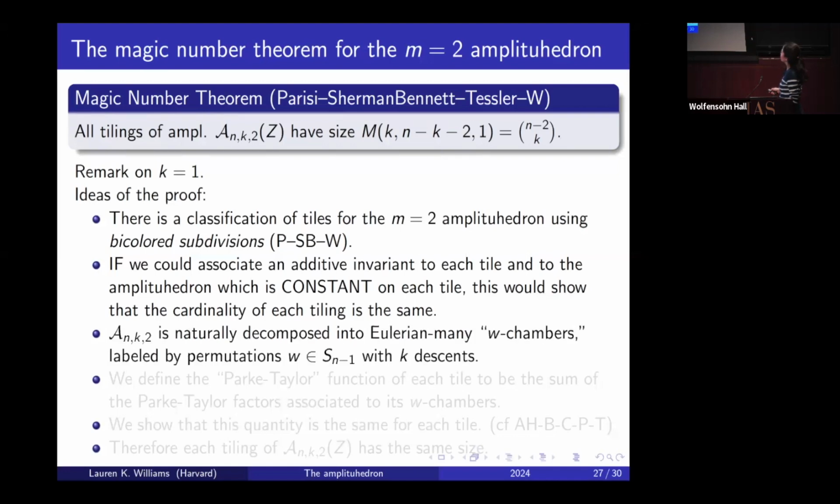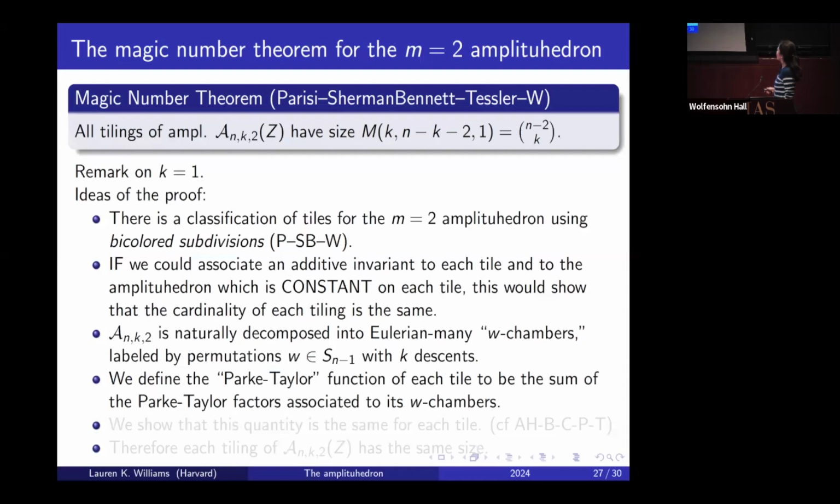Now, the m equals 2 amplituhedron is naturally decomposed into Eulerian many W chambers labeled by permutations with k descents. This is an analog of the statement that the hypersimplex has a unimodular triangulation into Eulerian many simplices labeled by permutations. It is a very precise analog of that statement.